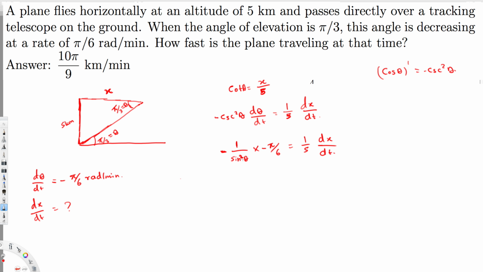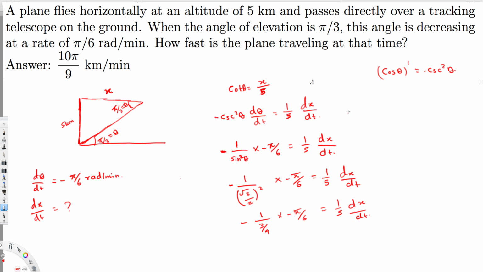Then sine square theta, so theta is provided. It's π/3, which means 60 degrees. We know sine 60 is root 3 by 2. If I plug this in, I will get 1 over (root 3 by 2) square, because sine square theta, so I have to square this, times minus π/6, equal to 1 over 5 dx/dt. If I find the square, I will get minus 1 over 3/4 multiplied by minus π/6, equal to 1 over 5 dx/dt.